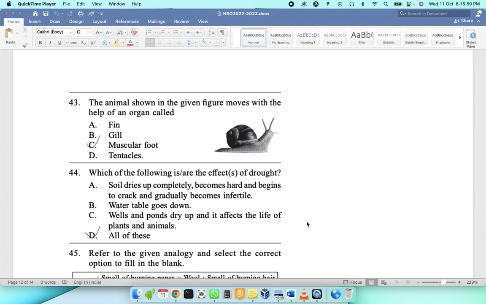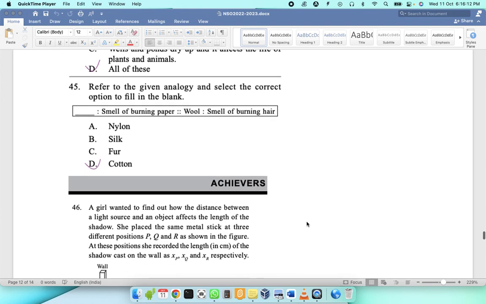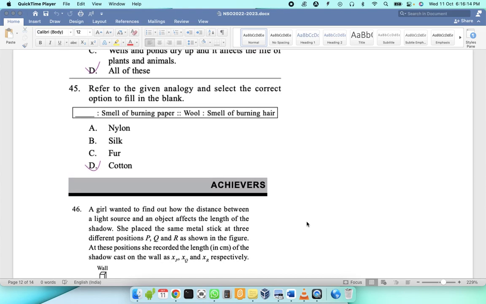Snail moves with the help of an organ called the muscular foot. Drought occurs when there is no rain or rivers flowing through the place. So D is the answer. As cotton comes from plants, it produces the smell of burning paper when burnt. As wool is the hair of sheep, it produces the smell of burning hair when burnt.